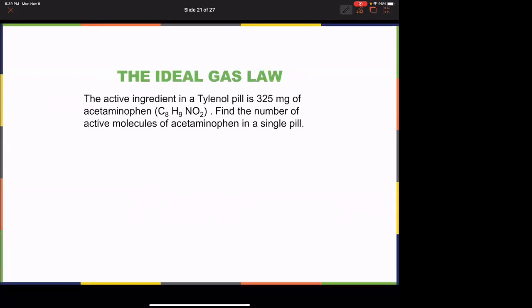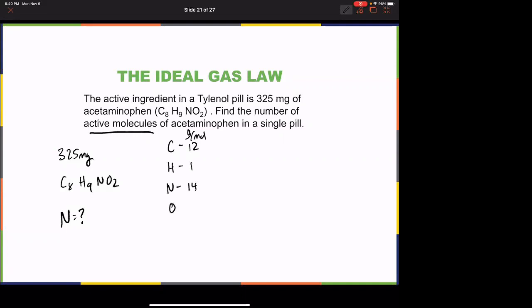So if we have an active pill that is 325 milligrams, and it's C8H9NO2, we want to find the number of molecules, big N equals. So carbon is 12 grams per mole. I'm just going to make a little chart here. Hydrogen is 1. Nitrogen is what? 14. And oxygen is 16. So you guys find out how many molecules we have in this Tylenol pill.